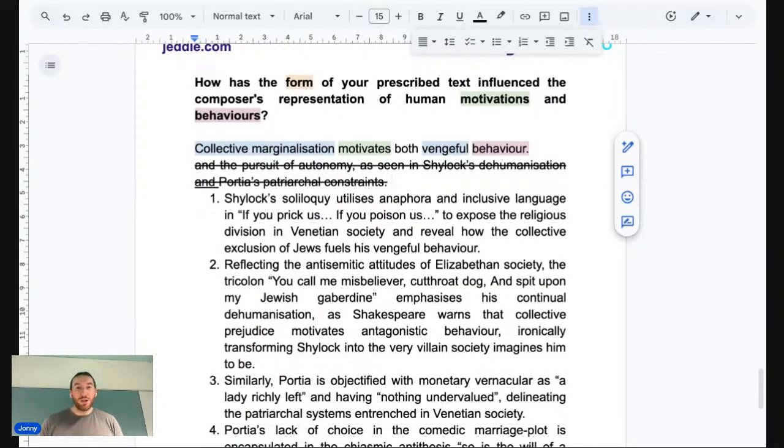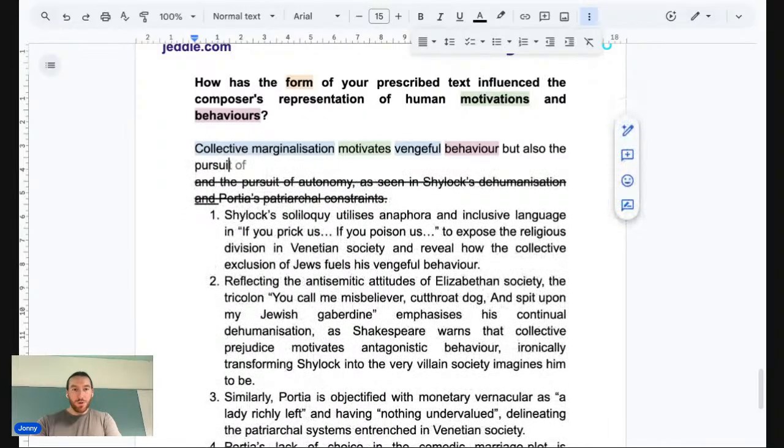So collective marginalization motivates vengeful behavior. And instead of saying vengeful behavior, again, you could say not only, right? Collective marginalization motivates vengeful behavior, but also the pursuit, if we want to keep this, okay, vengeful behavior, but also the pursuit of autonomy. Okay, again, not really a paradox as such, so we can't add that in. We don't want to force anything that doesn't seem to work. But yeah, but also the pursuit of autonomy just adds that, instead of just saying this and this, it motivates vengeful behavior, but also the pursuit of autonomy. Great.